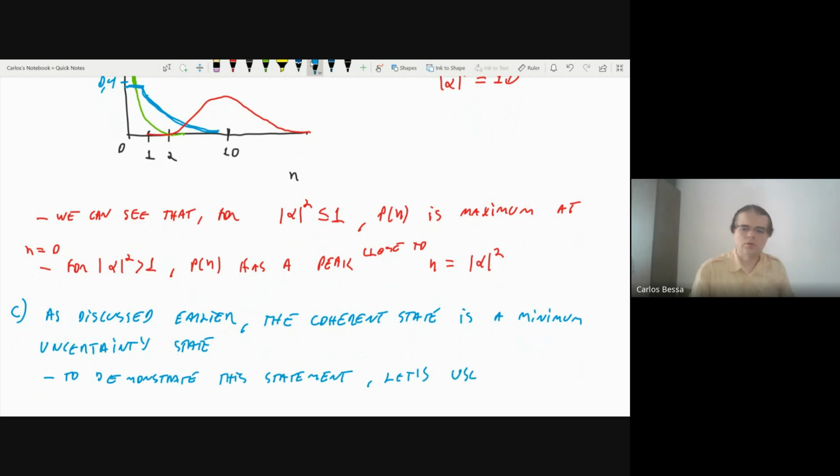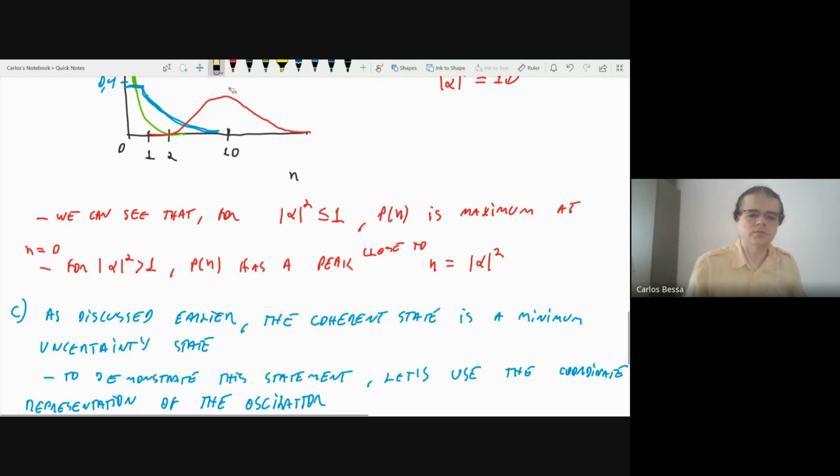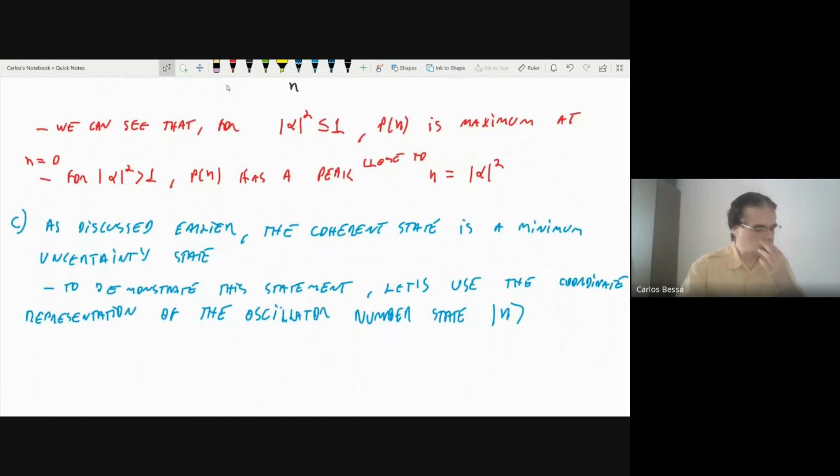let's use the coordinate representation of the oscillator number state. So the coordinate representation psi n of R, just to remember, defined this way in quantum mechanics.